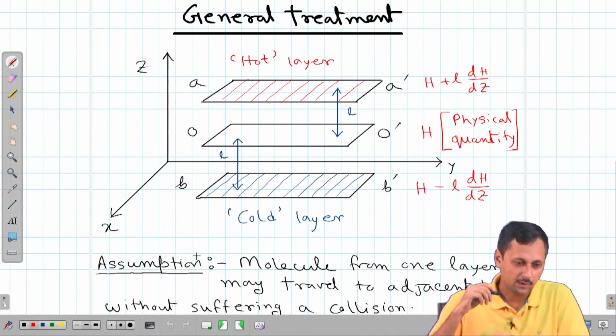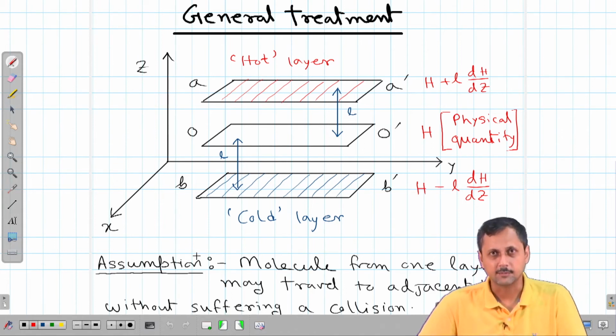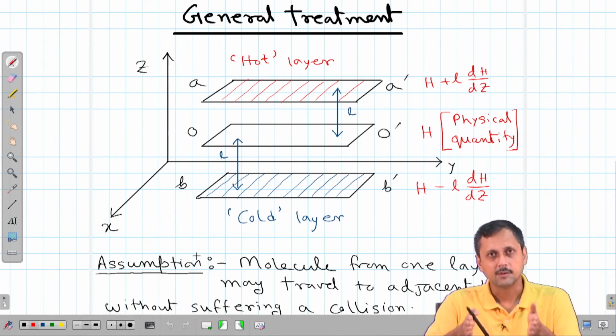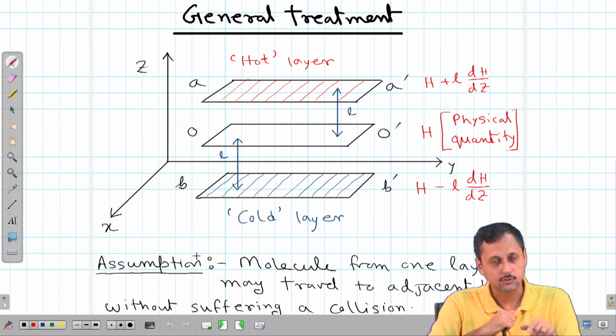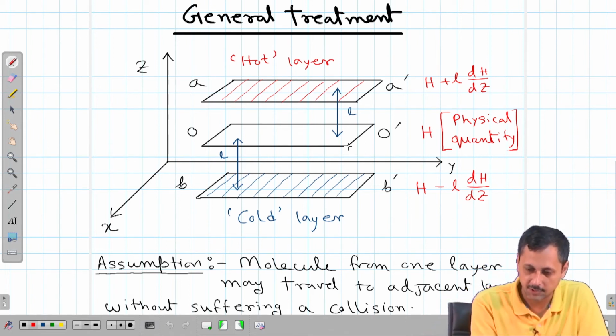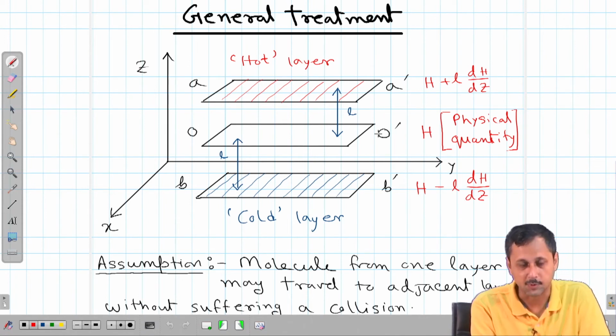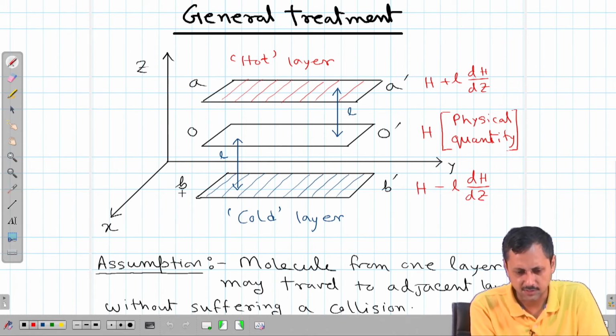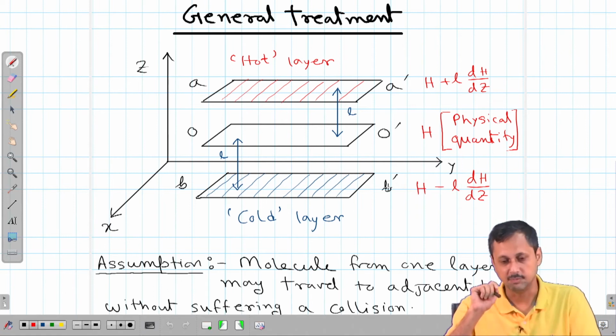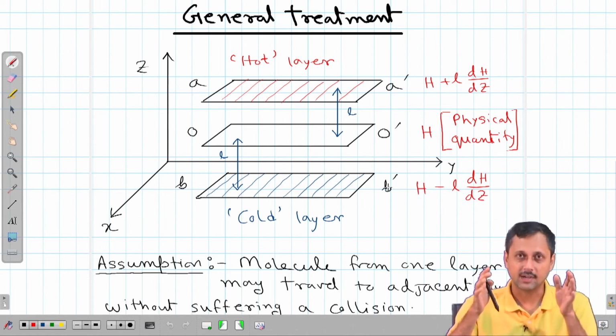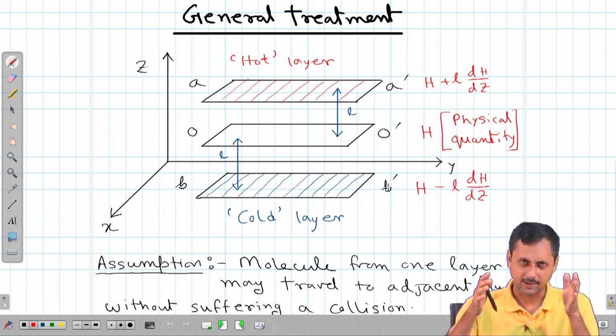Okay. So, I would take some time to explain this particular figure here. Here what we have is an xyz coordinate system. Now, let us focus on this middle part. We have a layer which is labeled by OO prime. On top of that, we have one layer which is AA prime, and at the bottom there is one layer which is BB prime.